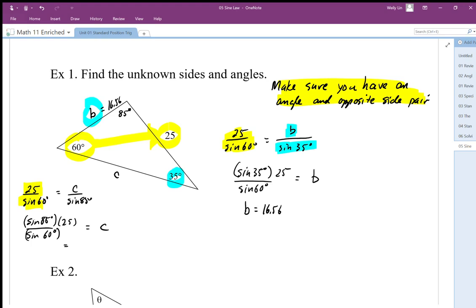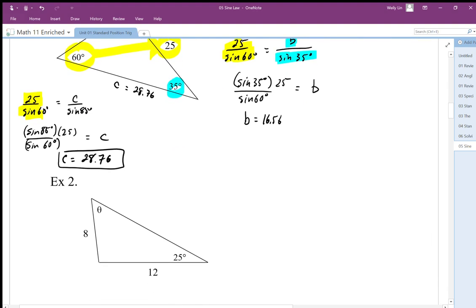We get 28.76. So C is equal to 28.76. Okay, so there's our triangle that's solved. We've got all three angles and sides. So we've now solved that triangle.